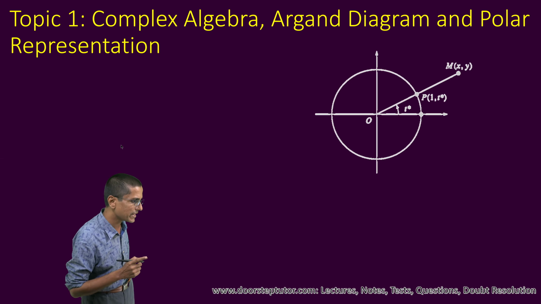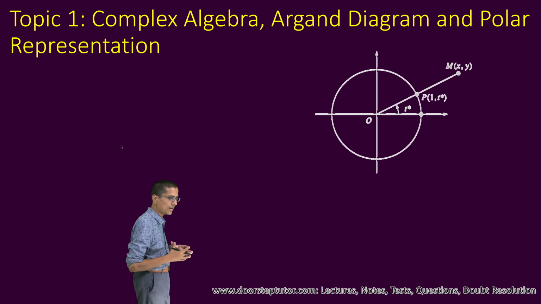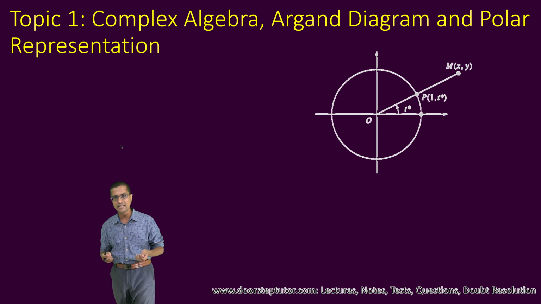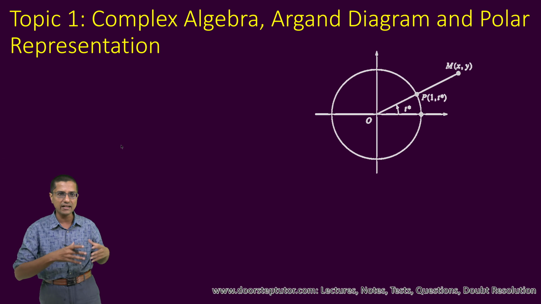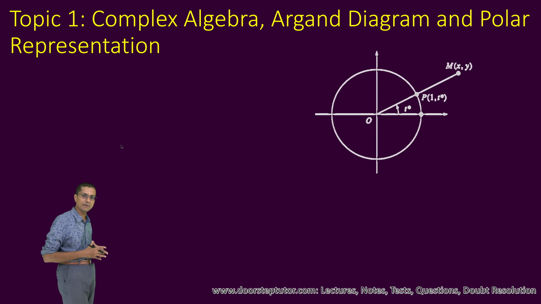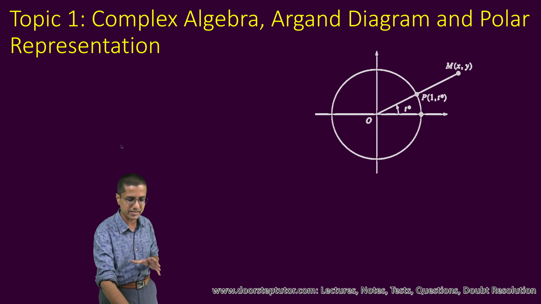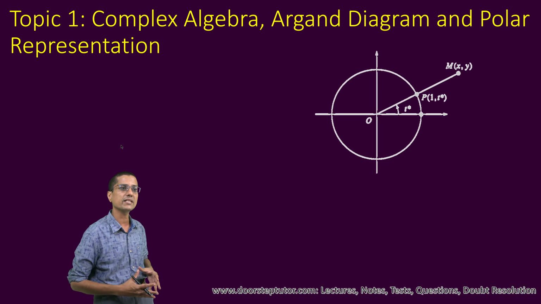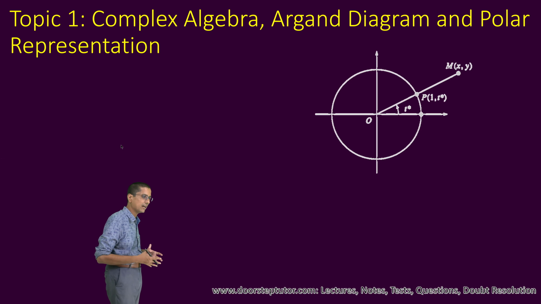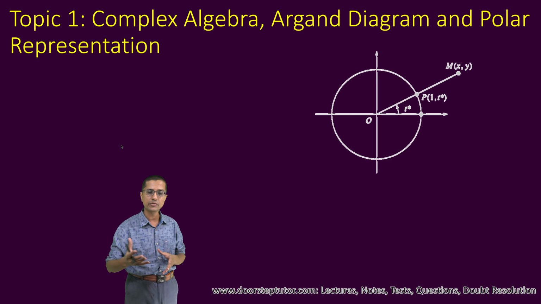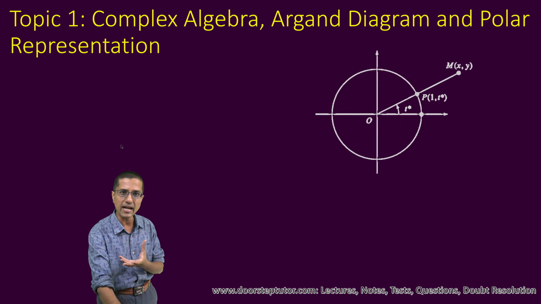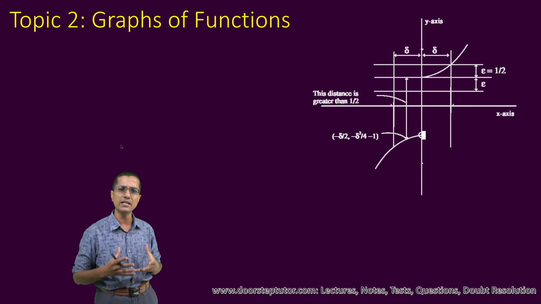So the first topic is complex algebra. There are two aspects to it. One is the Argand diagram, which happens in the Cartesian plane, and the second one is the polar representation. Both of those representations are important. Questions on complex numbers, the iota, the complex cube roots of unity, those things are commonly asked, and again they are very simple and scoring.